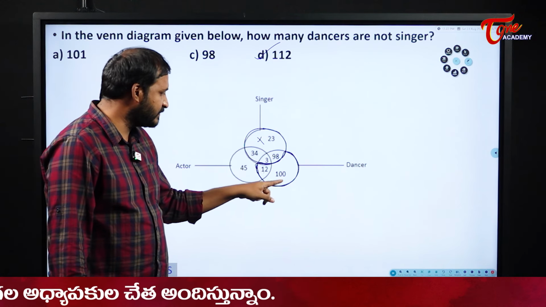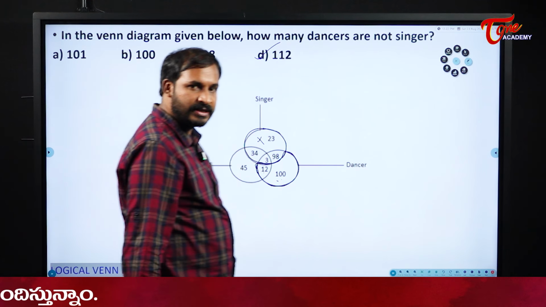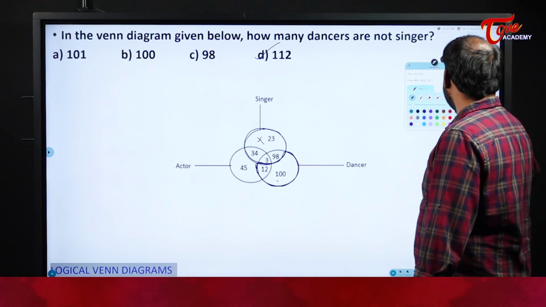Dancers and not singers means you should include 100 plus 12. It will become what? 112 for us. So our answer here becomes 112. 112 will be our answer here. Okay, we will see the next one.